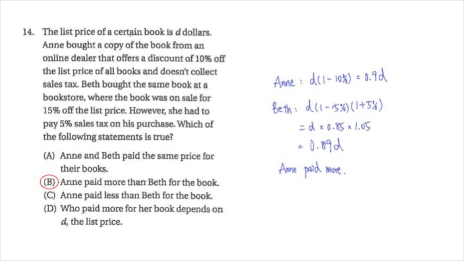Anne paid the price with a 10% discount, so that's D times 1 minus 10%, which equals 0.9D. Beth paid with a 15% discount and a 5% tax, so that's D times 1 minus 15% times 1 plus 5%, which is D times 0.85 times 1.05, which is 0.89D. Comparing the two, 0.9D is bigger than 0.89D, so Anne paid more, so the answer is B.